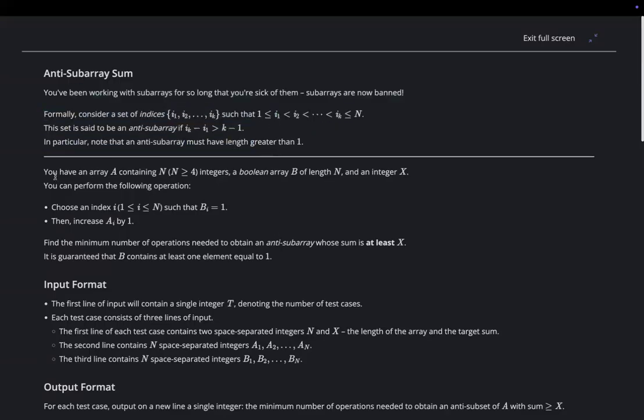We are given an array A which has at least 4 elements, a Boolean array B of length n, and an integer x. We can apply the following operation: we choose an integer i such that b_i is equal to 1, and then we increase a_i by 1. We have to find the minimum number of operations required to obtain an anti-subarray whose sum is at least x. It is guaranteed that B contains at least one element equal to 1.